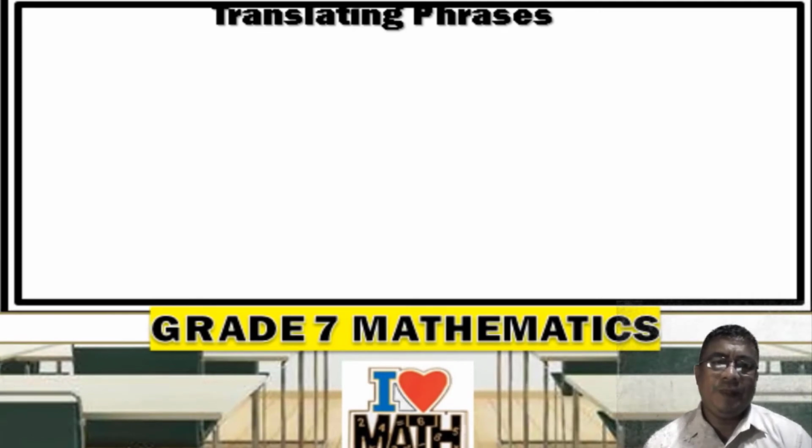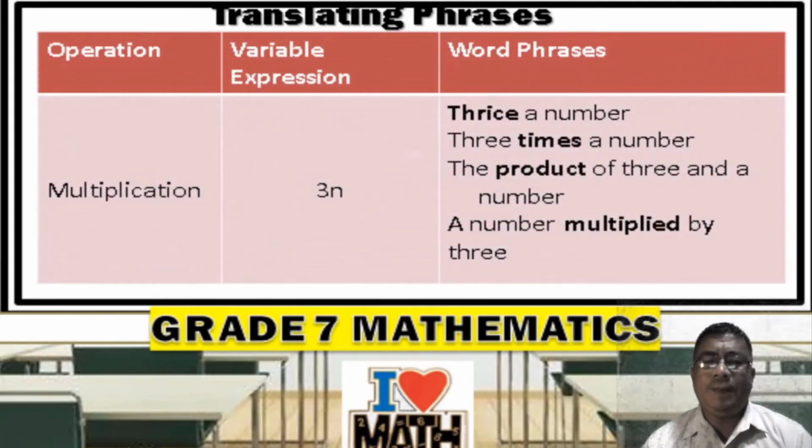Moving on, we have the multiplication operation. Consider the expression 3n. If we're going to translate it into word phrases, we have thrice a number, 3 times a number, the product of 3 and a number, a number multiplied by 3.